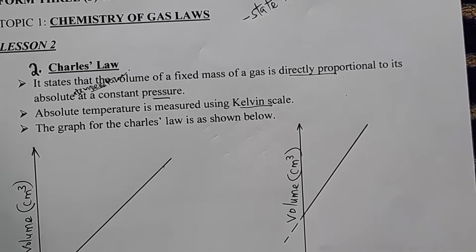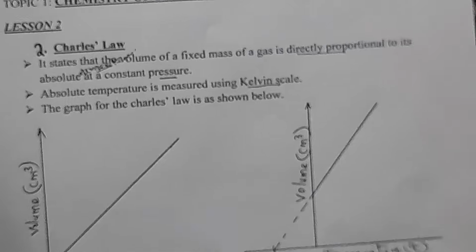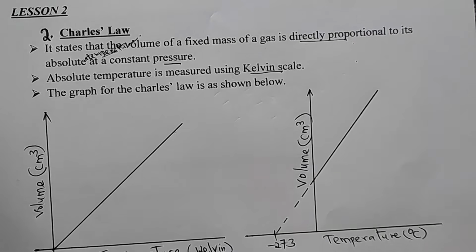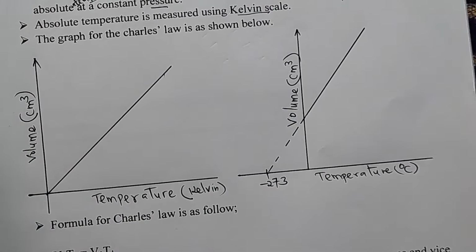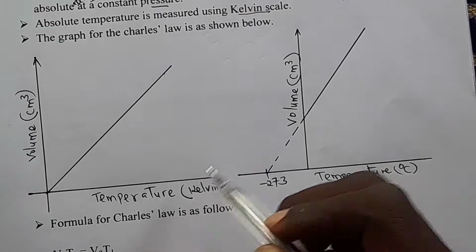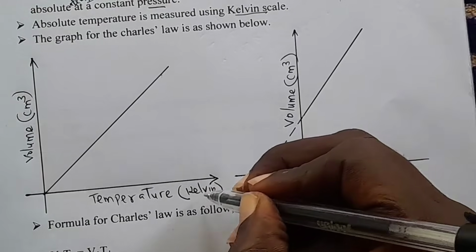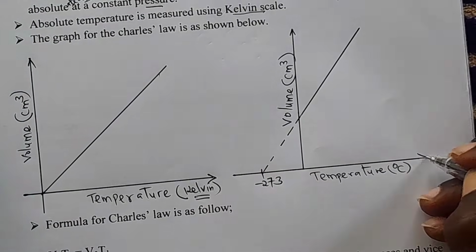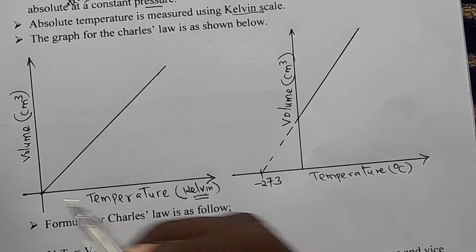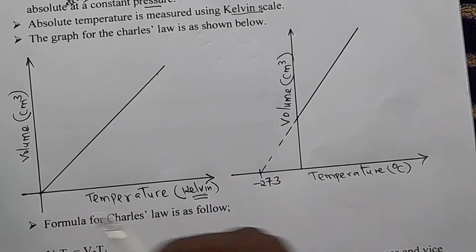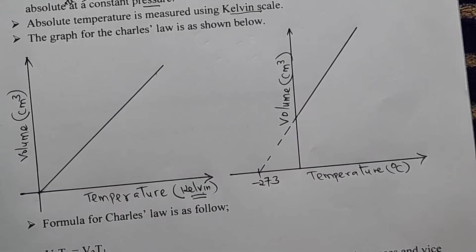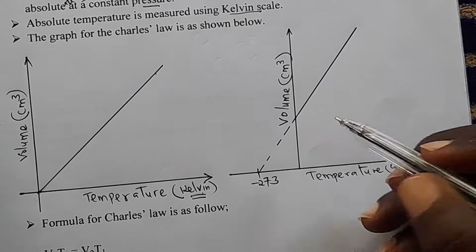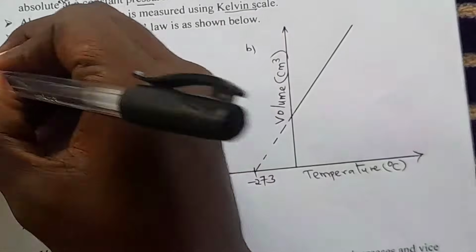Next, let's go to the graph of Charles' law. You can draw the graph for Charles' law in two ways. The first way, you have volume on the y-axis and temperature on the x-axis, but that temperature must be in Kelvin. If it's in Kelvin, that means when the temperature is 0, volume is also 0, so the graph will be a straight line.